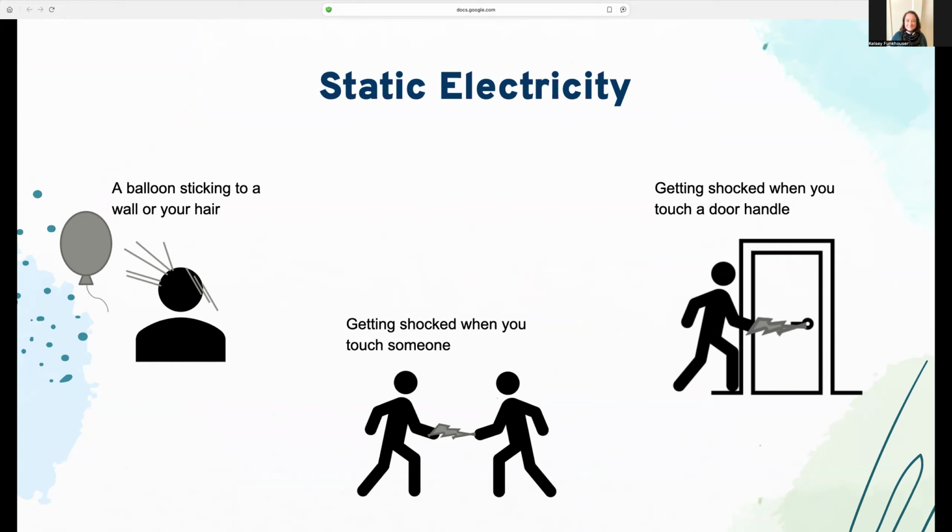Maybe you've never had a balloon stick to your hair where your hair sticks up before, but the other ones I think probably you have. But these are examples of static electricity. So a balloon sticking to your hair or to the wall, getting shocked when you touch someone, or getting shocked when you touch a door handle or just some metal object.